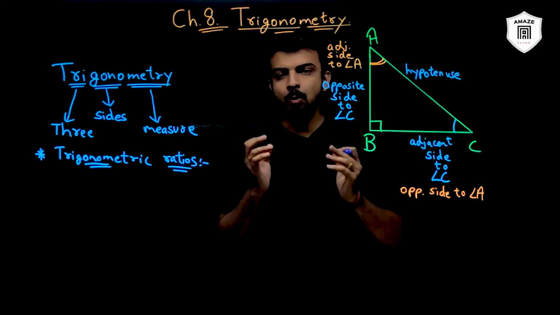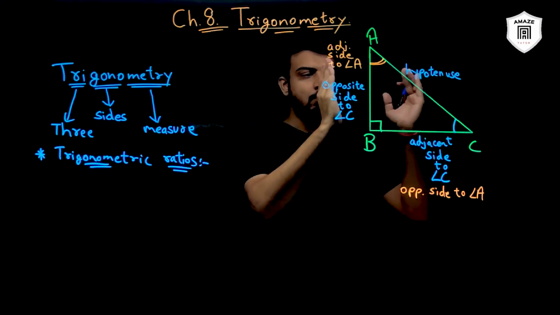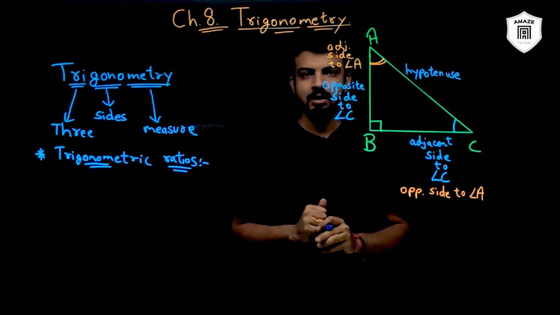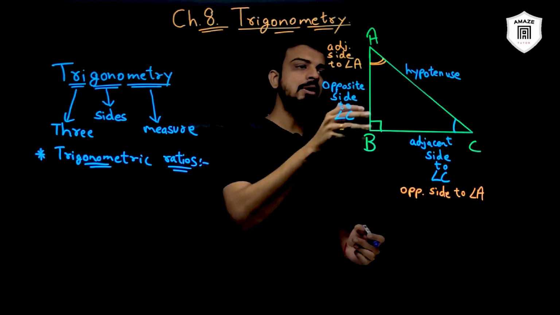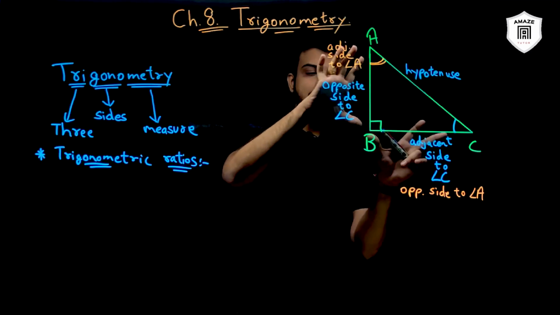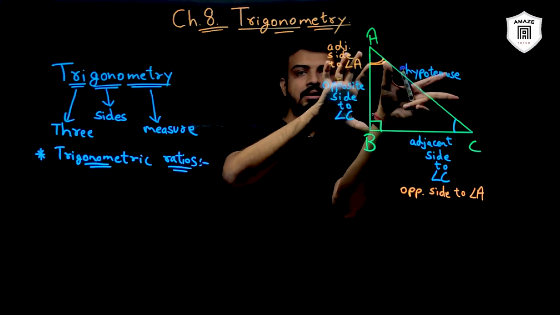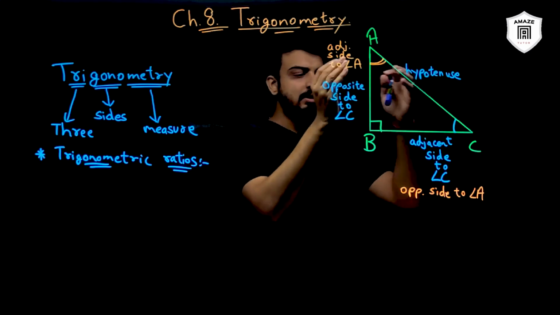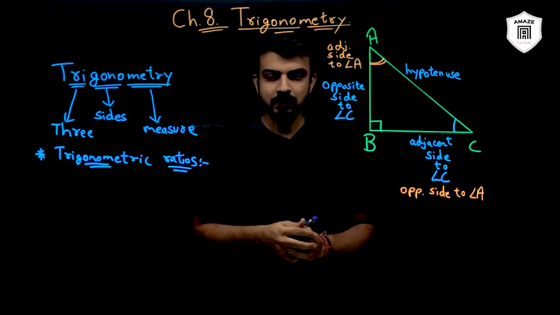So basically, how many ratios can I form from one triangle? Ratio of the sides. Like AB upon BC, AB upon AC, BC upon AB, right? So how many ratios can I form using the given three sides of a triangle?